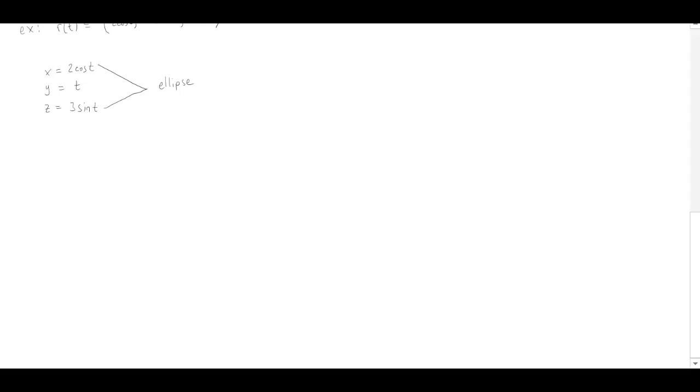Something that I like to do when I have ellipses, if I want to get the equation of the ellipse, is take my equations for x and z, and divide the coefficients to the other side to solve for cosine and sine. Okay? The reason I did that is because I want to use the equation cosine squared plus sine squared equals 1.